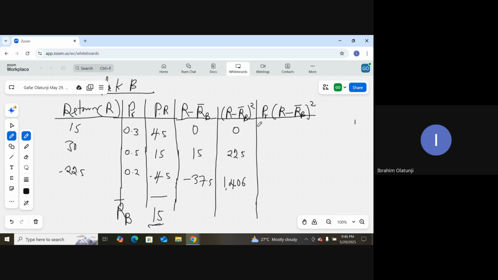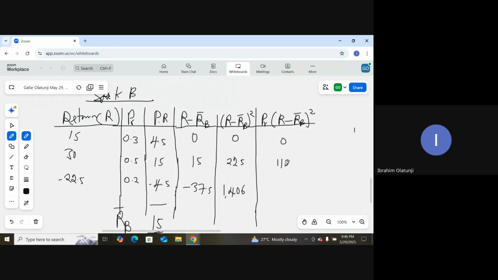Square. Then probability times this, which is 0.25 times 225, that is 112.5. Then 0.2 times this, 281.2. So the total is 393.7. Others, you can also confirm it.